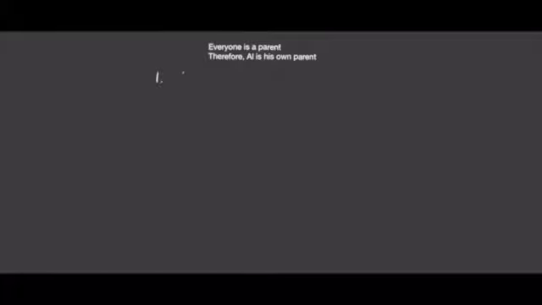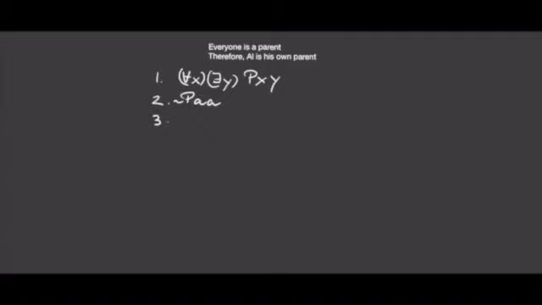So everyone is a parent. This actually has a logical form that says that for every x, there is a y such that x is the parent of y. Okay, that's the premise. And then the conclusion is that Al is its own parent. And so in order to test it, we're going to negate it. Okay, so let's begin by instantiating the first universal.